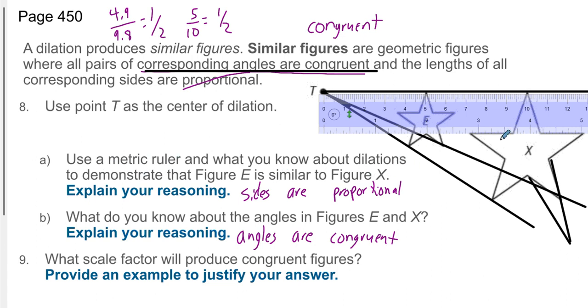So it didn't say which was the pre-image, which was the post-image. If X was the pre-image, then it would be a 1/2 scale factor. If E is the pre-image, then X would be a 2 scale factor. What scale factor would make congruent figures? That would be a scale factor of 1, and I already talked about that on a previous slide.